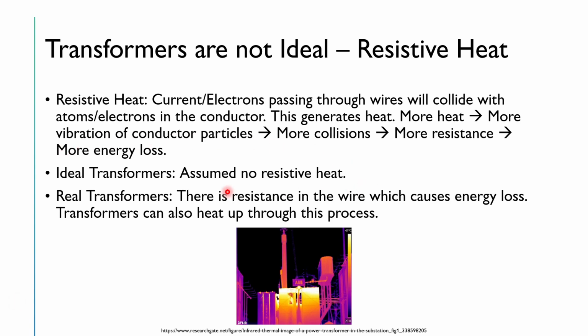So obviously in an ideal transformer, we're going to assume that no resistive heat occurs, meaning that the power that is going into the core is the same as the power going out of the core. Not entirely the case, but an assumption that we run with nonetheless. In a real transformer, there is resistance in the wires. That resistance is causing energy loss, and that will mean that transformers will heat up through the process and increase resistance unless there is a strategy to maintain temperature.